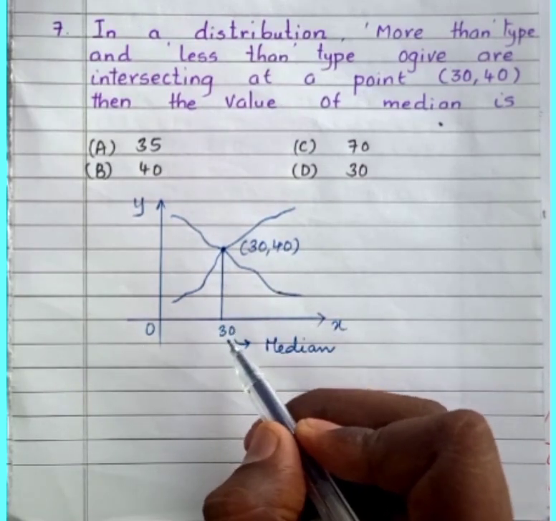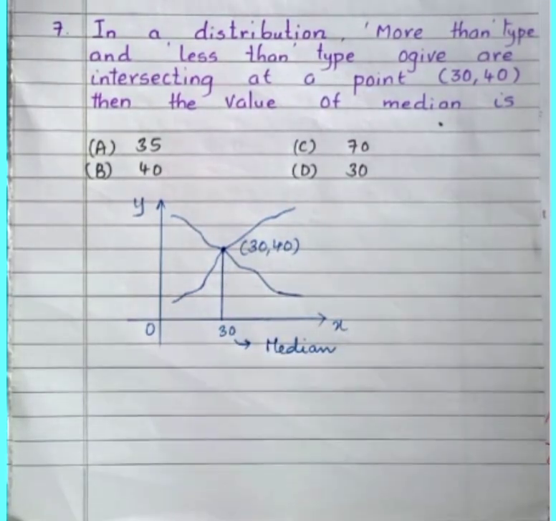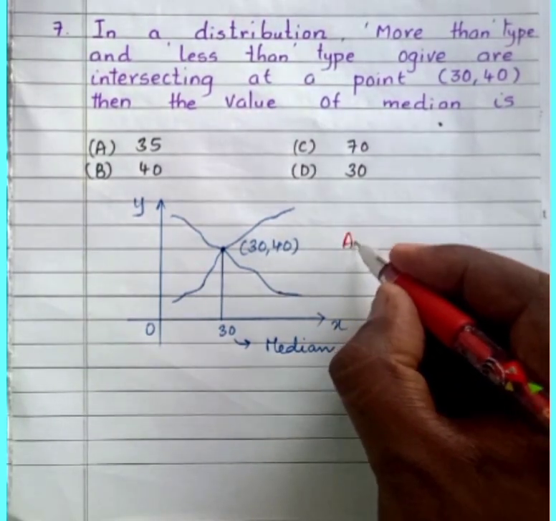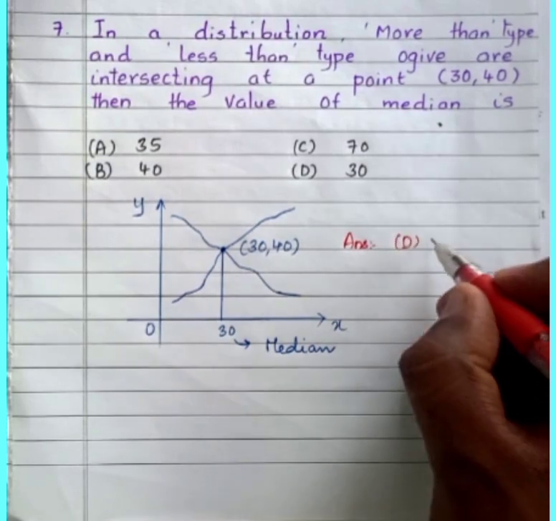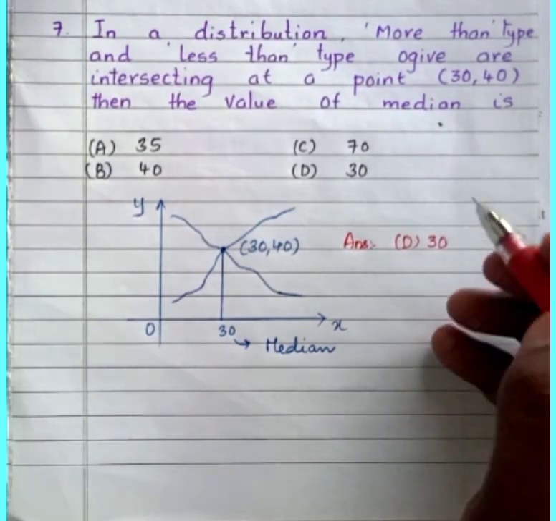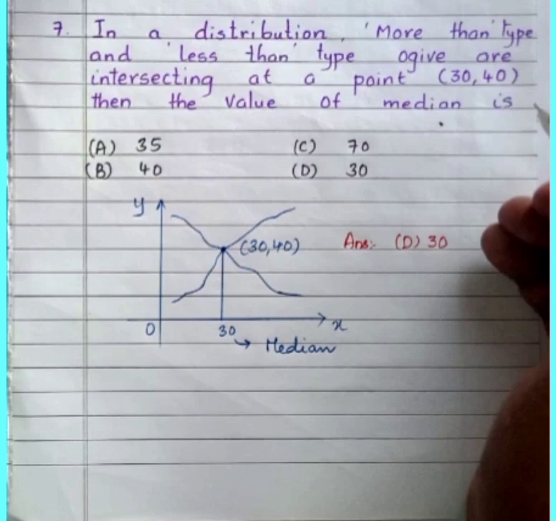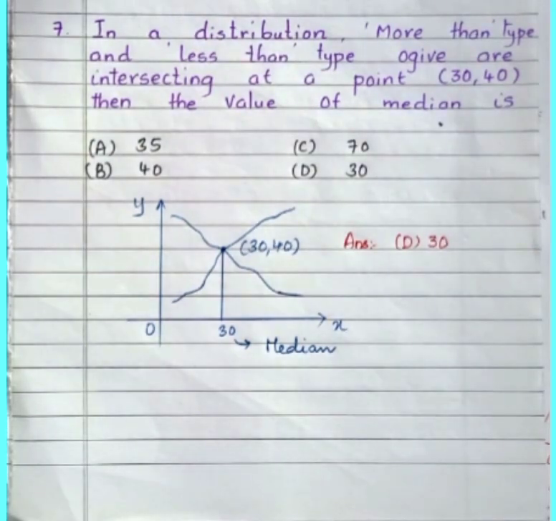Less than type and more than type, when they are intersecting, if you extend the line on the x-axis, is the median. Here it is 30. Therefore, the correct answer is option D 30, which is nothing but the x coordinate.